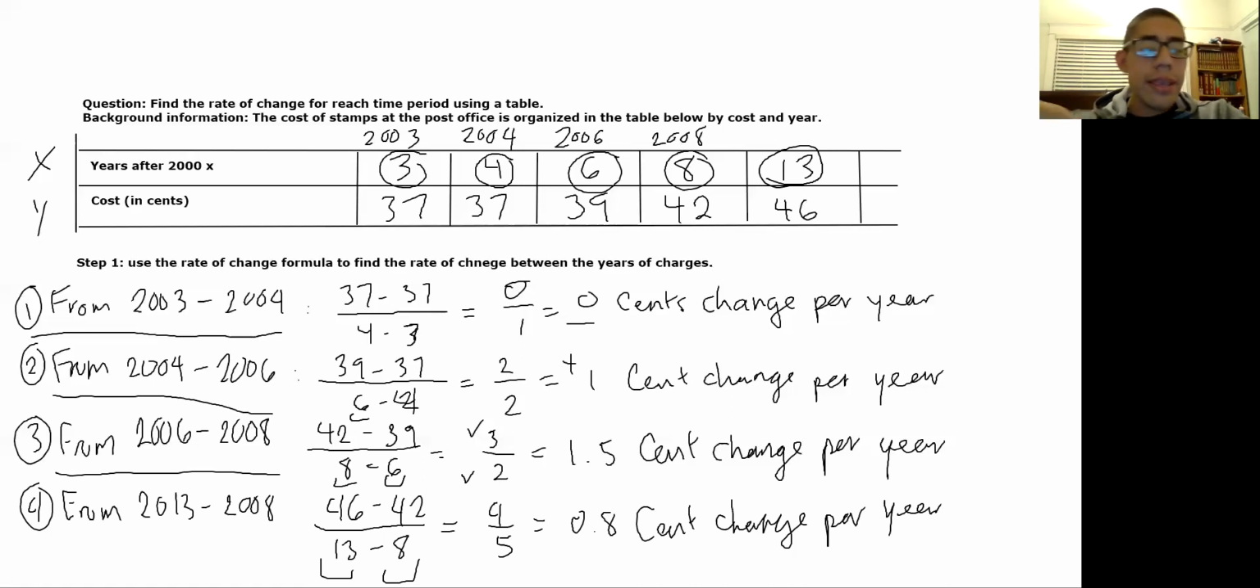So 13 minus 8 gives me 5. That is in my denominator, right? Check. And now I just have to put my y value. So 46 is my y value for the year 2013, right? So that would make it 46 minus 42, which is 4. That is a 4, right? Okay, so 4 divided by 5 actually equals 0.8 cents change per year.